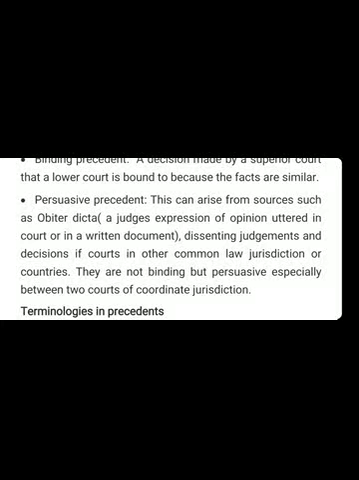I hope you understand. That is, persuasive precedent can arise from sources such as obiter dicta, dissenting judgments and decisions from courts in other common law jurisdictions or countries. They are not binding but persuasive, especially between two courts of coordinate jurisdiction. That takes us to terminologies in precedent.